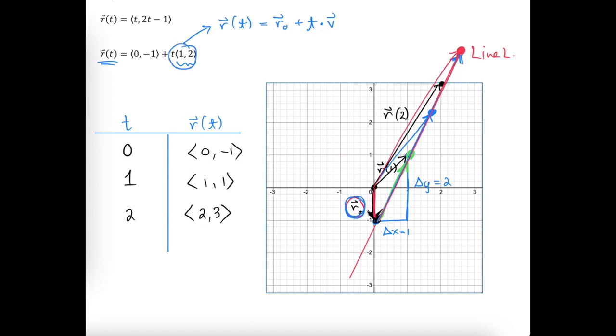So essentially, we're starting at an initial vector and we're adding a scalar multiple of the direction vector to get a third vector that is pointing to, terminating at a point that is on the line L.